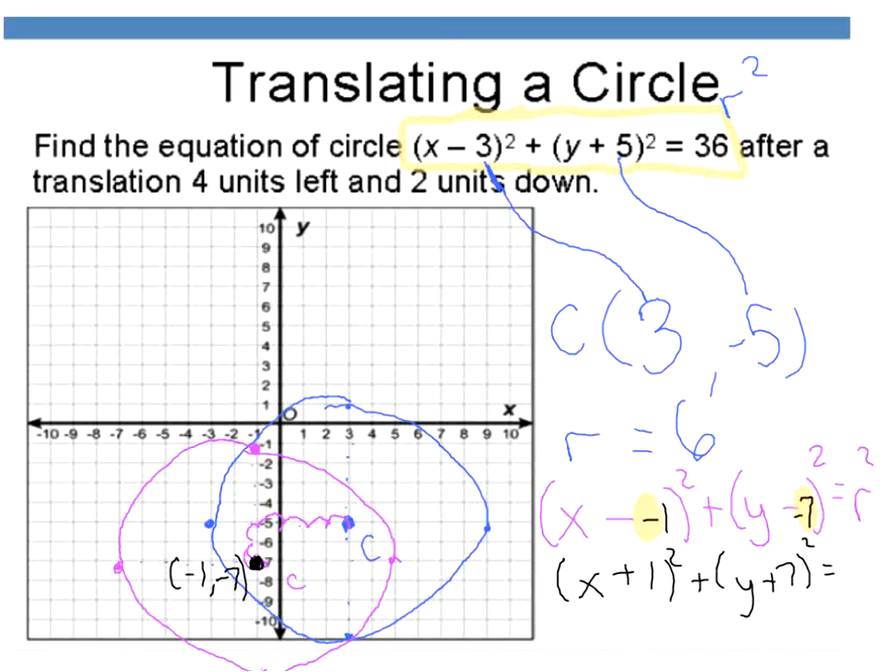What about my radius? Did my radius change when I just shift the circle? No. So my radius is still 6. So I could say 6 squared or 36. And you would be finished at that point. How'd that go? Circle equation. You need to know 2 things, am I right? You need to know your H and your K, and then your radius. What is H and K? The center. That's kind of the big idea. That's all that's left this unit.